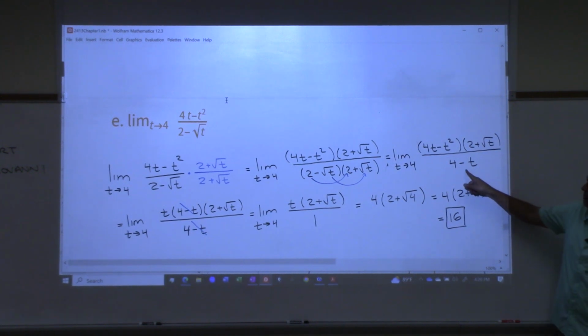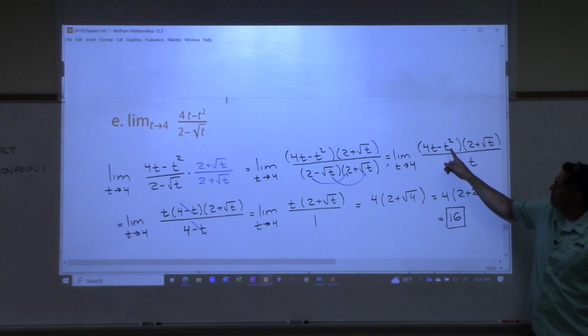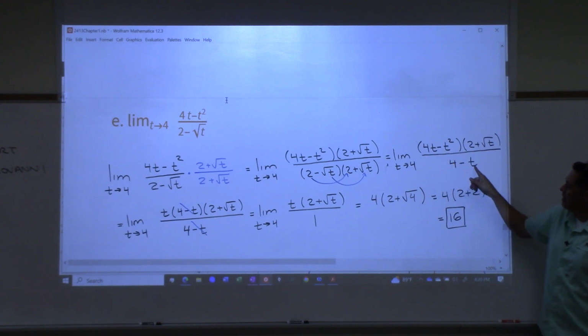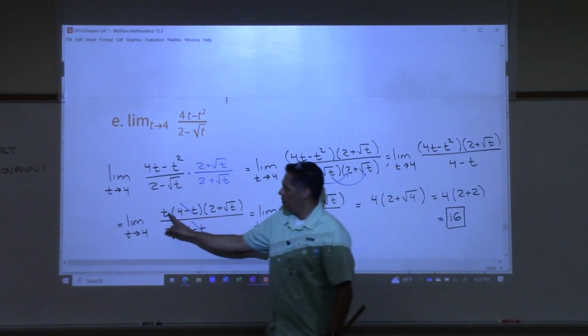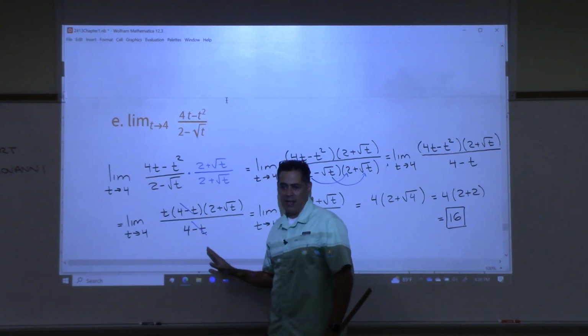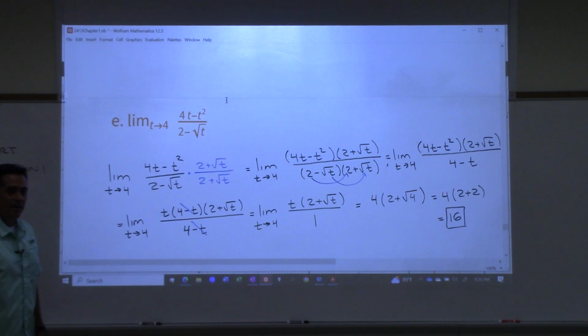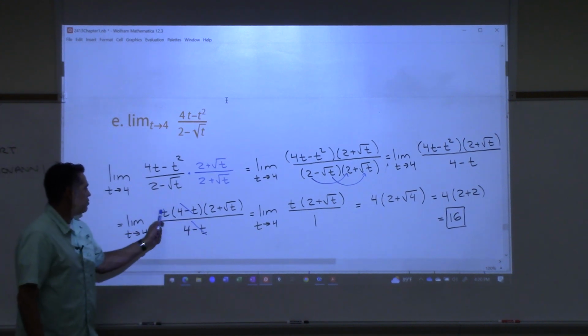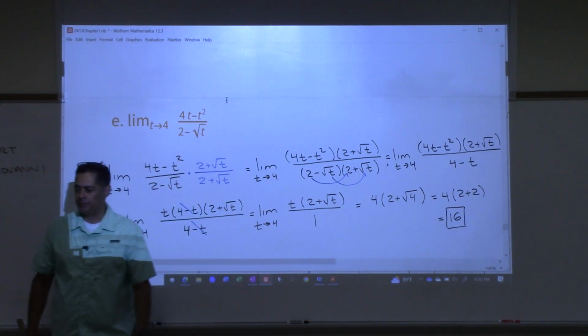Next critical step is to realize that this and this is almost the same, except this has a t and a t squared. This one doesn't have a t, it has a t here. So I can factor a GCF out of this, right? Greatest common factor. I can pull a t out, which I did right here. And when I pull the t out of that, then they cancel out. And that's good, right? They cancel. Then I just rewrite this over 1, and then now I just replace all my t's with 4.